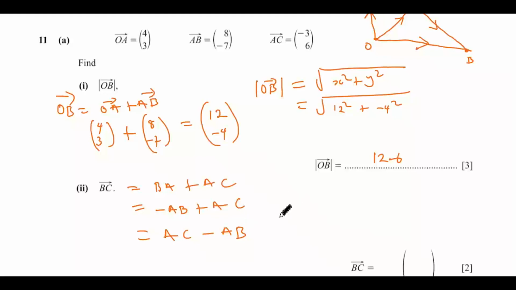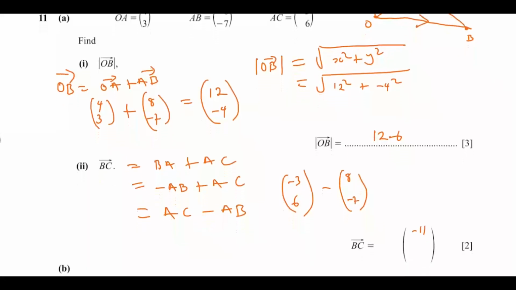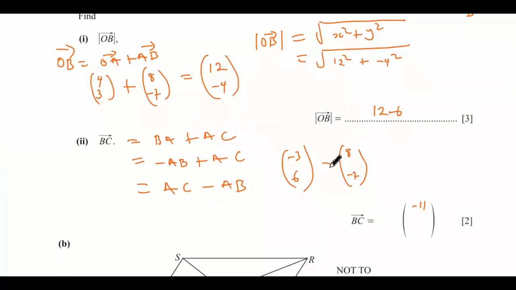So we can key in the values. What is AC? AC is minus 3, 6. Then AB is 8, minus 7. So minus 3 minus 8 will be minus 11. Then 6 minus minus 7, the two negative signs combine to become positive, so 6 add 7 will be 13. So that will be the vector BC.